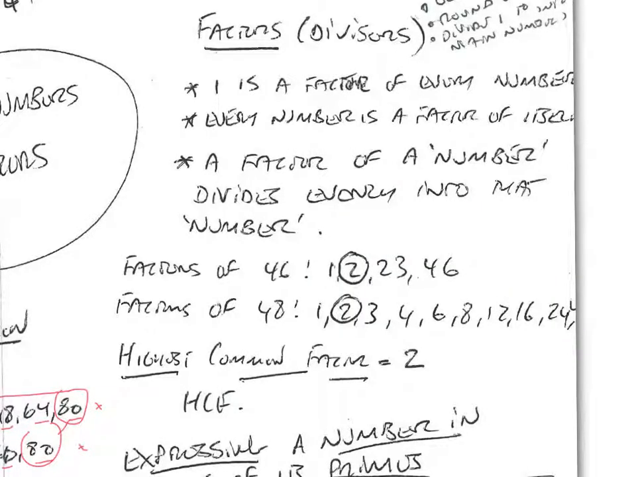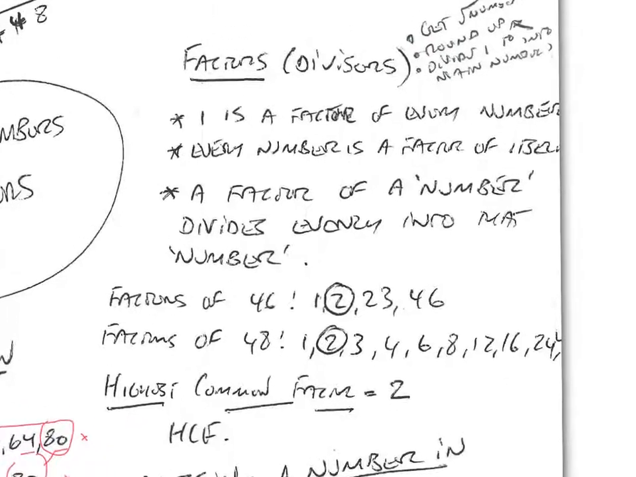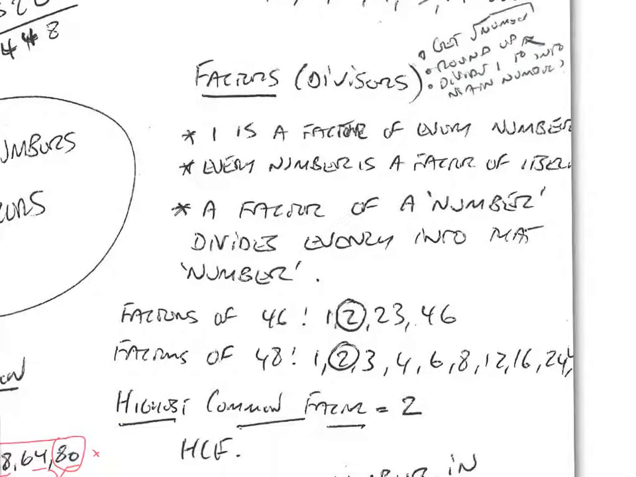Also in this chapter we came across the notion of factors or divisors. The factors of a number are those numbers which divide evenly into that number. So 1 is a factor of every number, and every number is a factor of itself. A factor of a number divides evenly into that number. So the factors of 46 are all those numbers that divide evenly into 46.